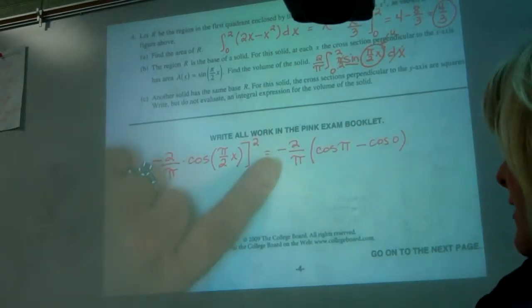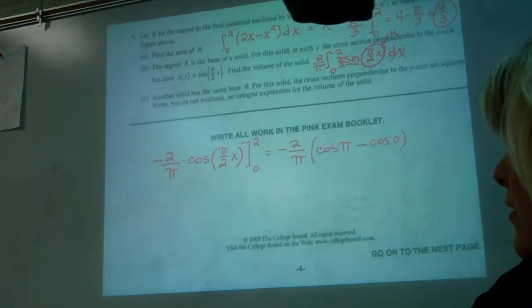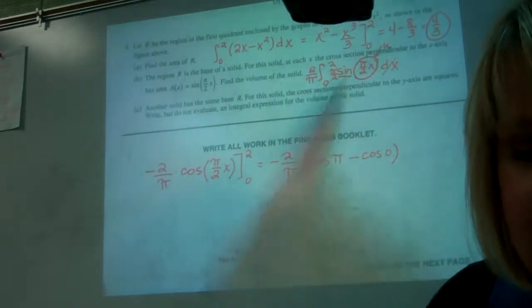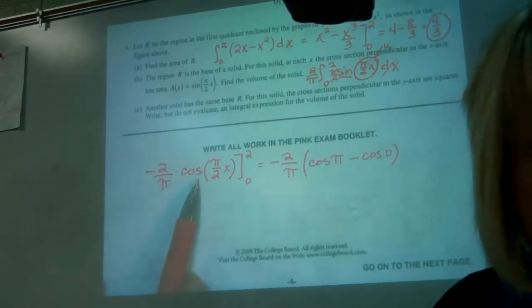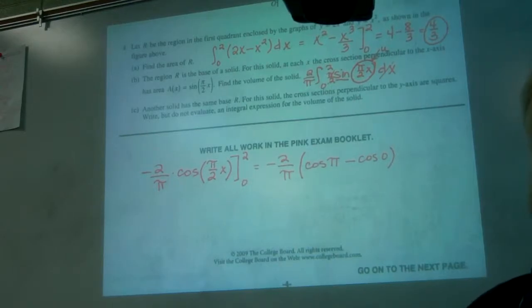Yeah, I just put the negative 2 over pi out here, so I would multiply both of them by that. But where'd you get the negative from? Oh, because when you integrate sine, you get negative cosine. Oh. So I just put the negative out there so I wouldn't have to keep it with the cosine. Does that make sense? Yeah.